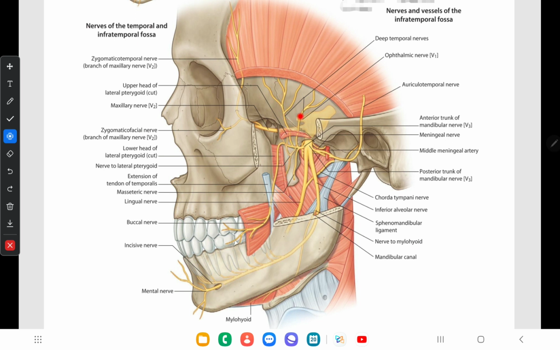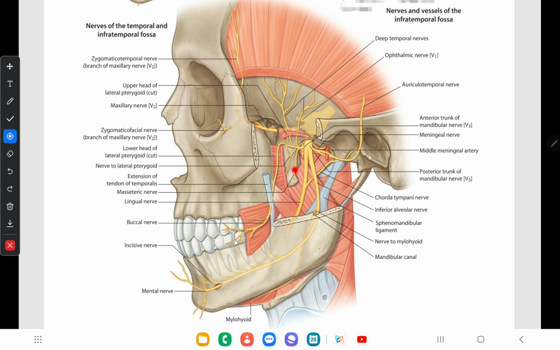These are the deep temporal nerves. Those nerves pass superiorly in the infratemporal fossa where they enter into the deep surface of the temporalis muscle. You can see the cut surface of the temporalis muscle, and you can see how these nerves enter into the deep surface of this temporalis muscle. This is the nerve to masseter muscle. It leaves the infratemporal fossa through the mandibular notch to enter into the deep surface of the masseter muscle.